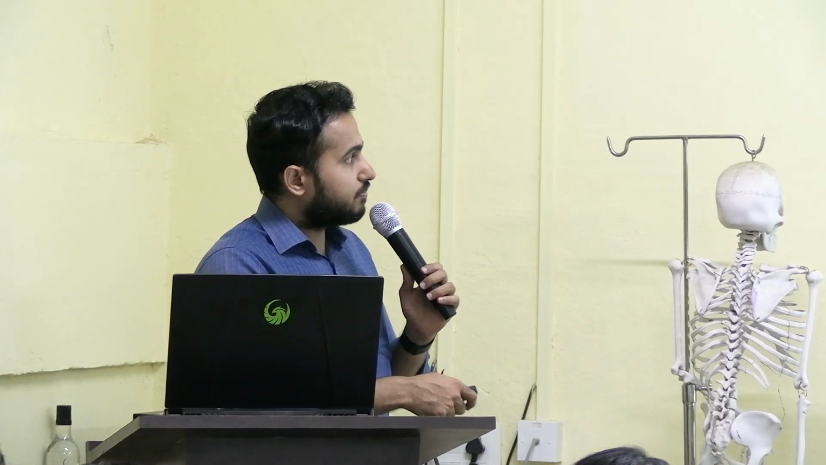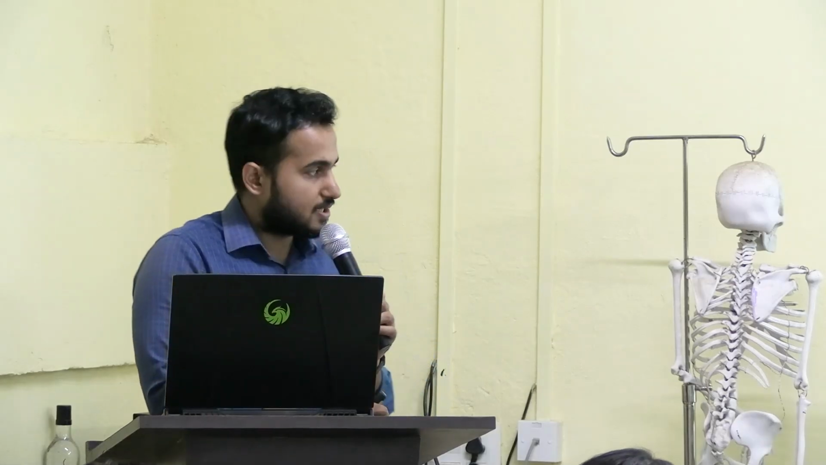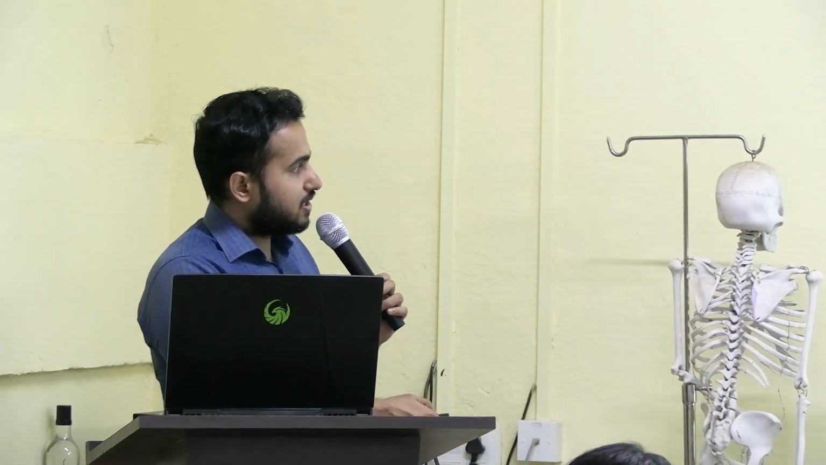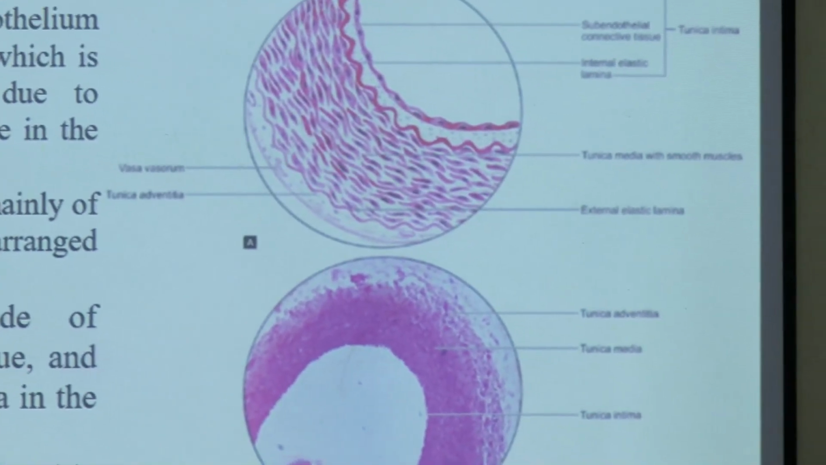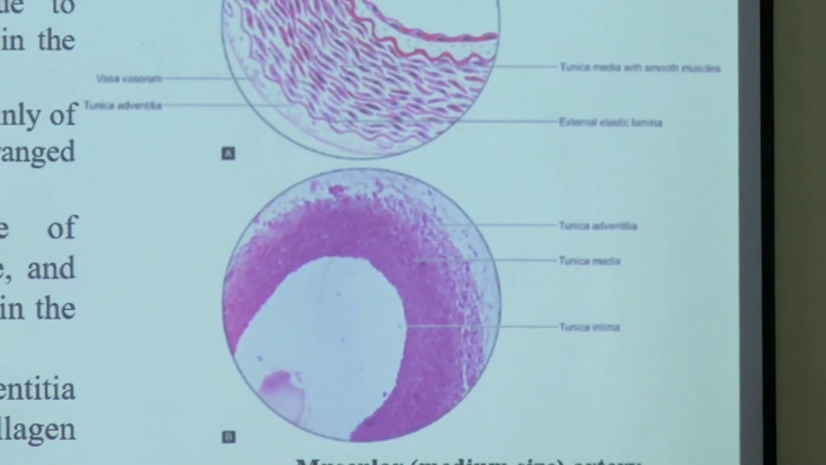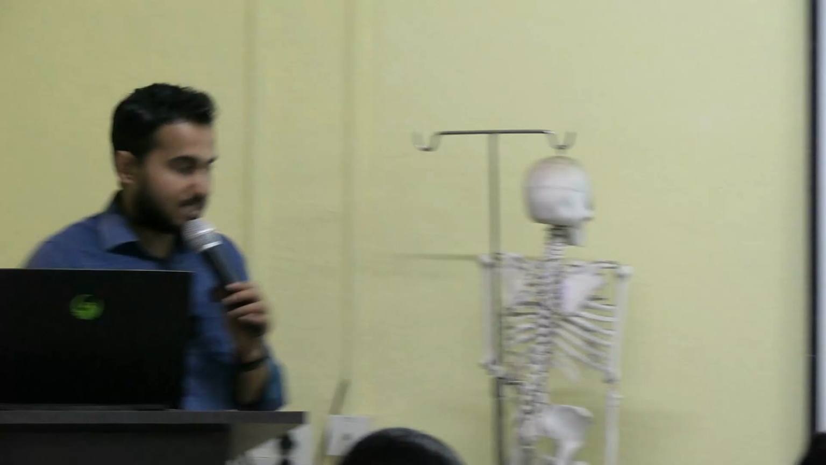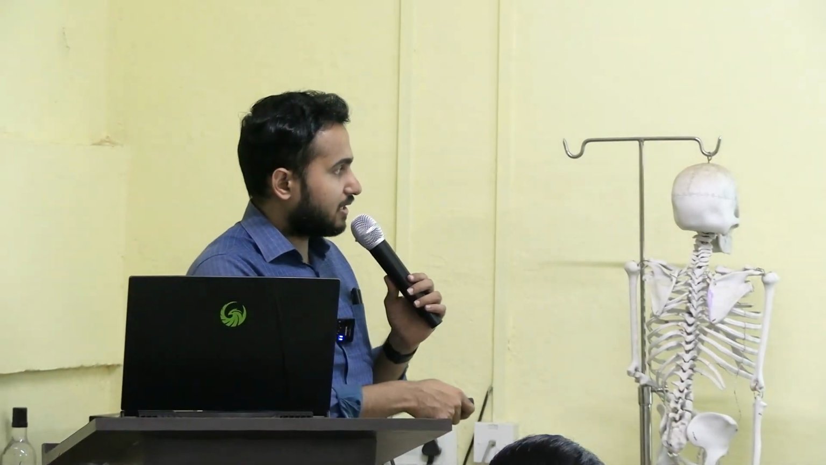Next, tunica media is composed mainly of smooth muscle fibers, which are arranged circularly, and some amount of elastic fibers are present. Next, in the adventitia, fibroelastic connective tissue is there, as thick as the media in the smaller arteries. In the inner part of the adventitia, more elastic and collagen fibers are present. So collagen fibers are present, and along with that we also get fibroelastic connective tissue in the adventitia.